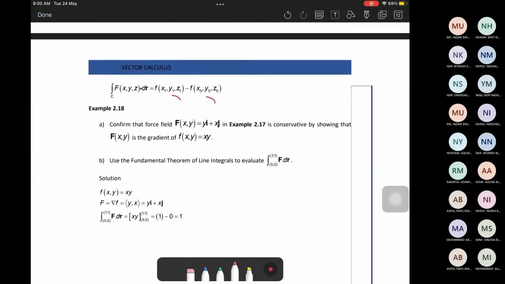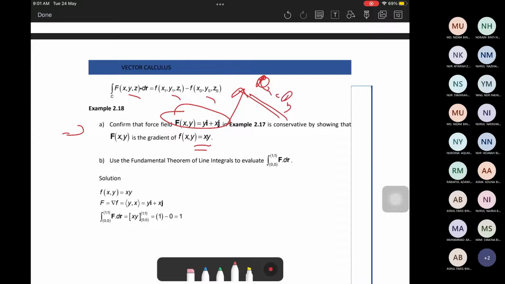Okay, tambah saya lah. Okay, example 2.18, confirm that the force field F(x,y) equal to yi plus xj in example 2.17 is conservative by showing that the F(x,y) is the gradient of f(x,y). Jadi confirm that force field ini adalah konservatif, iaitu kita boleh gunakan Qx equal to Py yang saya kata tadi lah. Okay, kalau dapat buktikan, so kita dapat show dia punya F adalah, yang ini adalah potential functionnya.